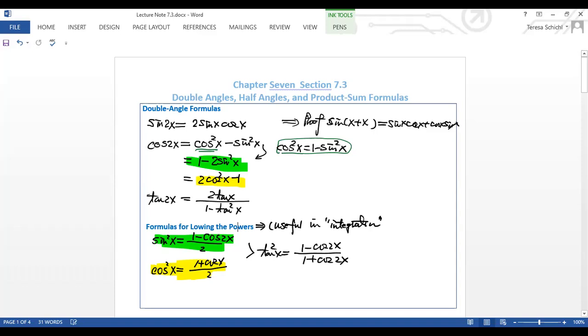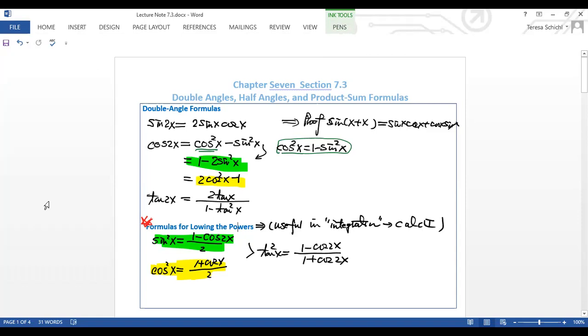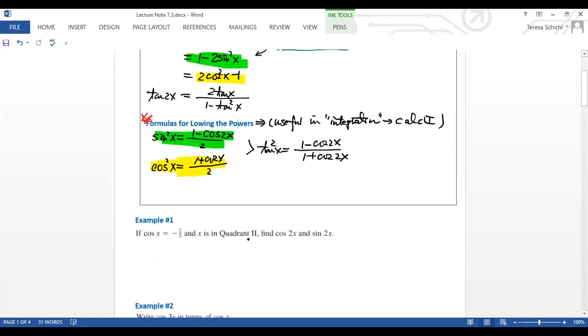Okay, so it's extremely useful in integration. That means it's in the Calculus 2 part. Because sometimes, when you try to integrate sine squared x, it's not that easy. So you can use this double angle formula and bring it down to the lower powers. You can just integrate cosine 2x instead of the squared term here. That's why I say these are pretty handy formulas in calculus.